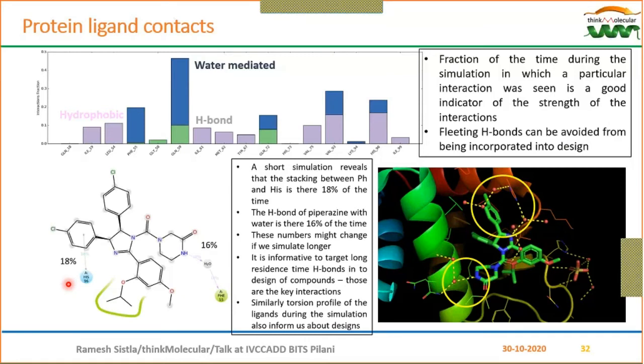Of course, my simulation could be shorter, and these numbers might change if you do a longer duration simulation. This is just a representative example. Don't take it to heart too much. The piperazinone, its water-mediated interaction with this helix is there only about 16% of the time. So this kind of information is more insightful for designing your compounds, and you should go after those interactions which have held for a longer duration of time rather than a shorter duration. So you can avoid chasing fleeting hydrogen bonds by doing this kind of molecular dynamics calculation and analyzing the results. Now this is very classic. This is what we do in understanding the stability of interactions of the ligands.